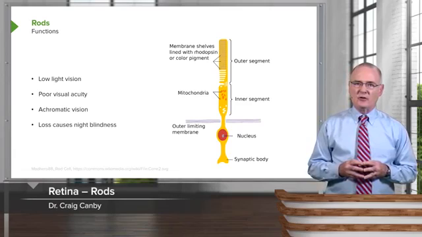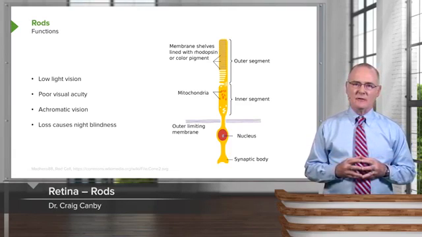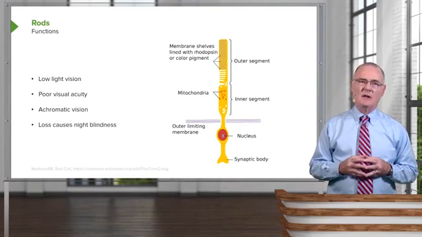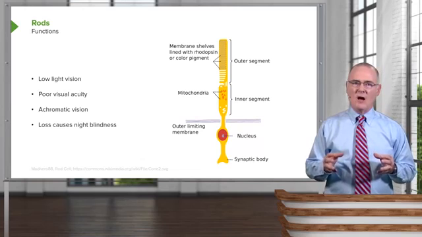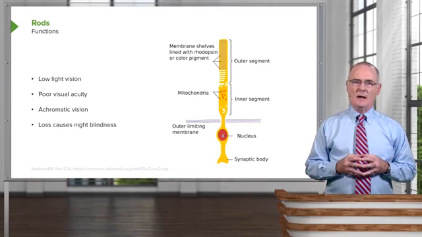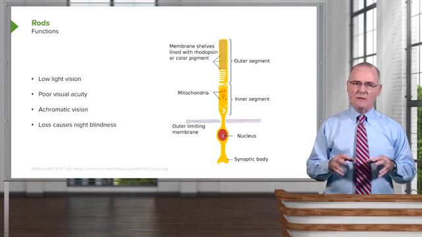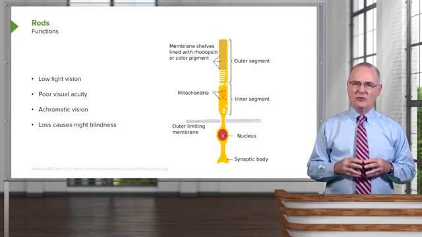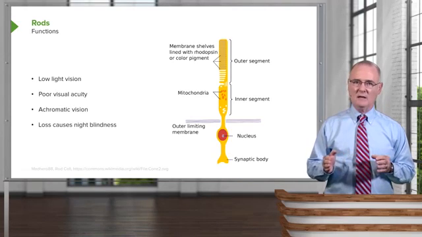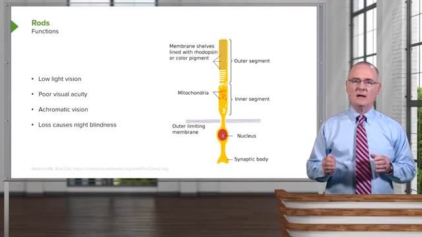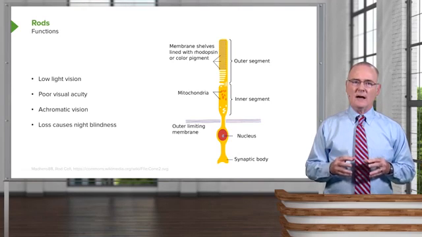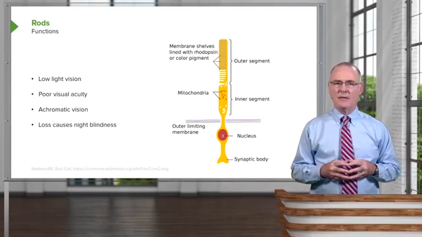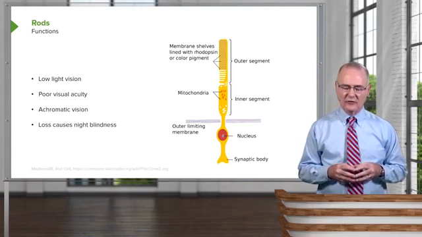Rods, which start to show up outside of the fovea centralis, and then we see them exclusively outside of the macula, are responsible for low light vision. As a result, they have poor visual acuity, and they are responsible for achromatic vision, so we see scales or shades of gray and not color. And excessive loss of rods impairs our ability to see in low light or during nighttime. Thus, this can be a cause of night blindness.